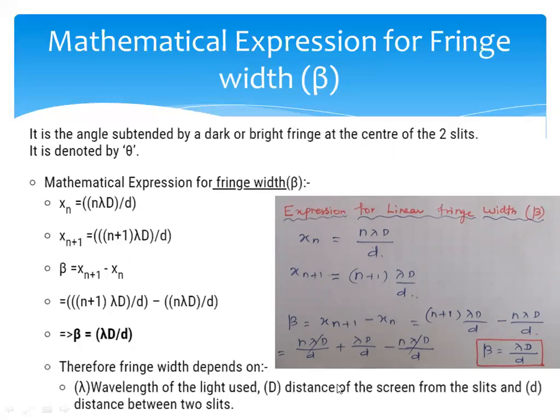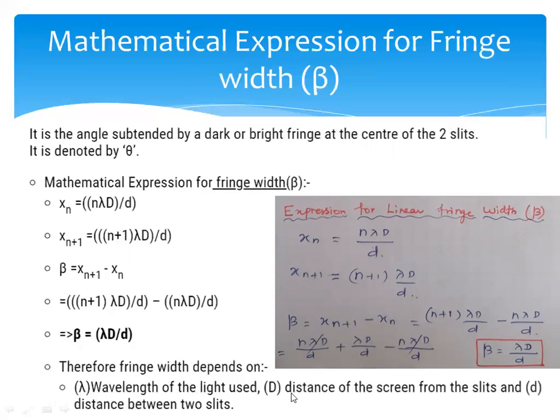The fringe width depends on the wavelength of the light used. Lambda is the wavelength. What is the wavelength of the light that we are using? It depends upon that. Second one, the distance between the screen and the slit. We know that it is the slit. From the slit, what is the distance at which the screen is kept?